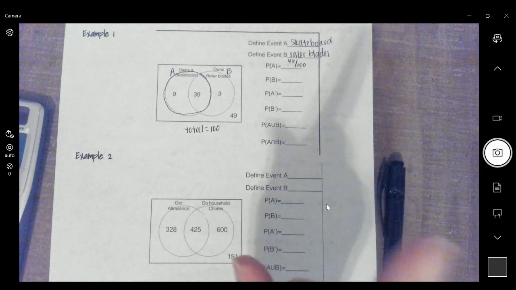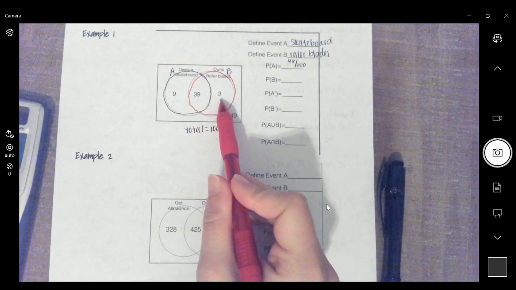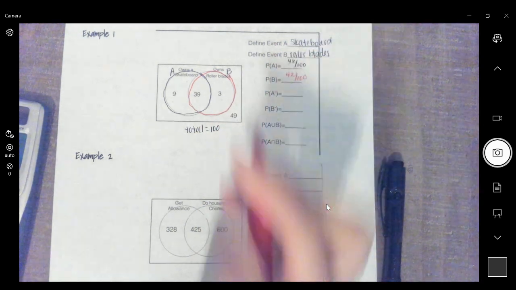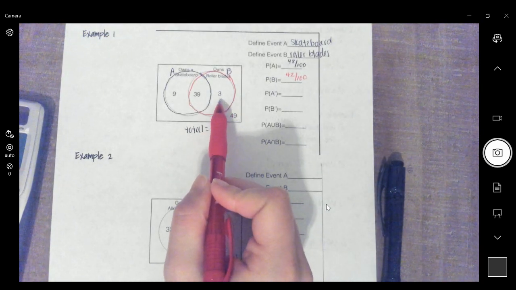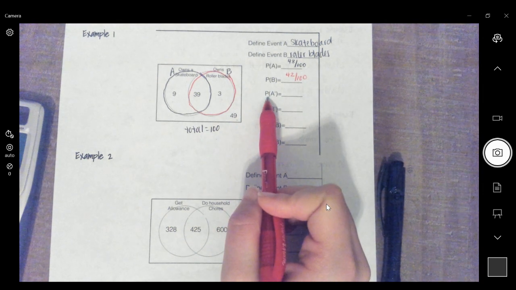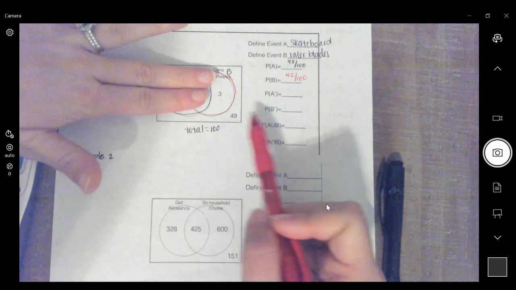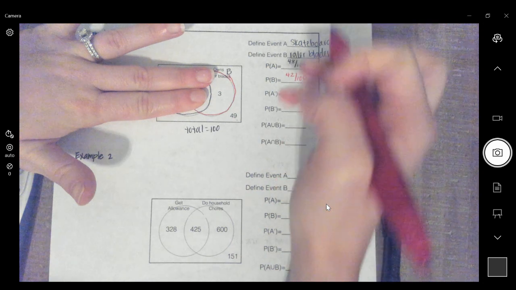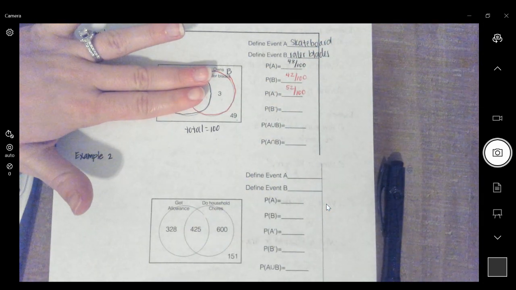Okay, probability of B. That's this circle here. So 39 plus 3, that entire circle. So 42 out of 100, and make sure I would outline the full circle, because a lot of times people just put that one number. Okay, probability of not A, so we're going to cover up A, and that leaves me these 2. So 3 plus 49, okay, is 52 out of 100.